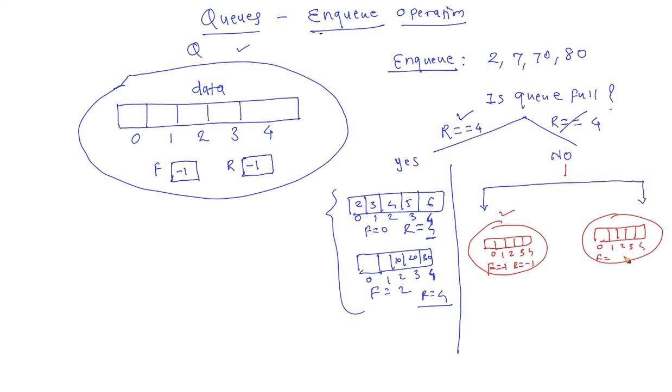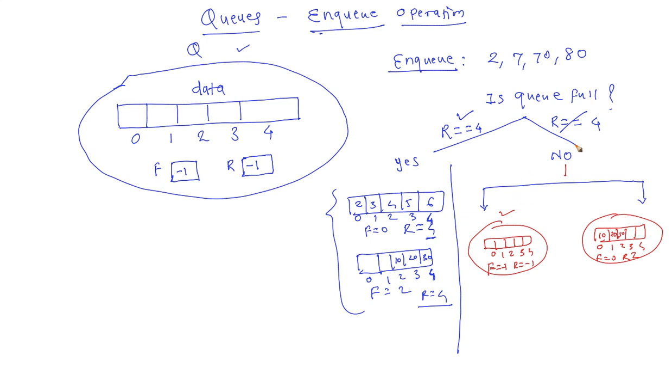So F and R. Let's say we have these elements. F in this case will be 0 and R in this case will be 2. This queue is not full. That means it may be empty or it may be partially full, right? But there is space in the queue where we can insert, right?